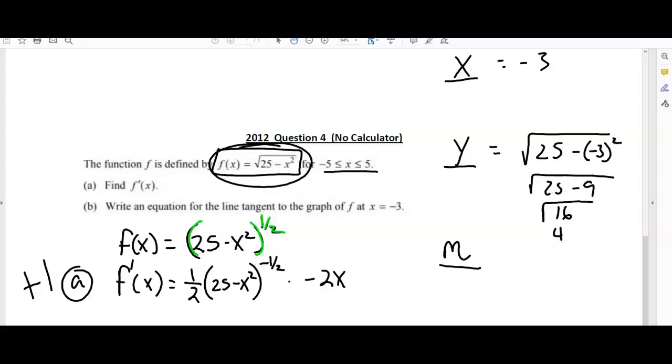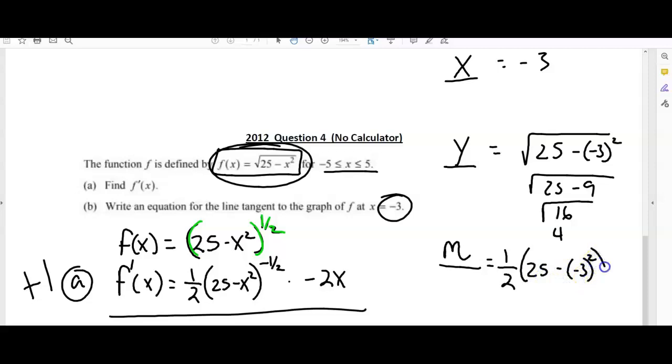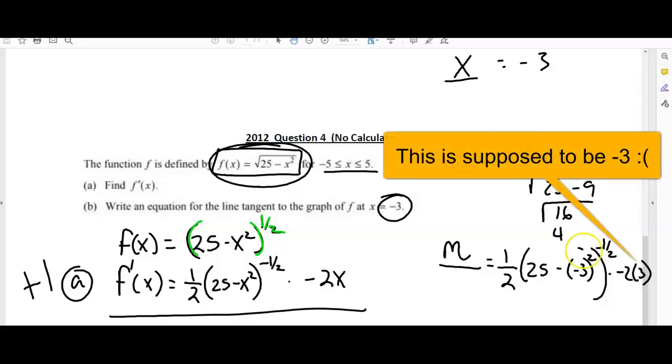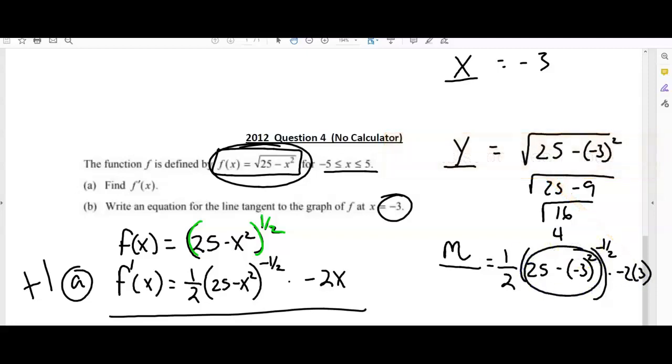The last thing I need is my slope. Now, as you guys know, the slope is found by plugging your number into your derivative. We already found the derivative right here. So all I have to do is plug my x value into the derivative that I've already found. Okay, well, we already did all this, didn't we? I mean, that came out to be 16. So I've got 1/2 times 16 to the negative 1/2 power times a negative 6. I multiplied those two and got negative 6. All right, we're getting there.